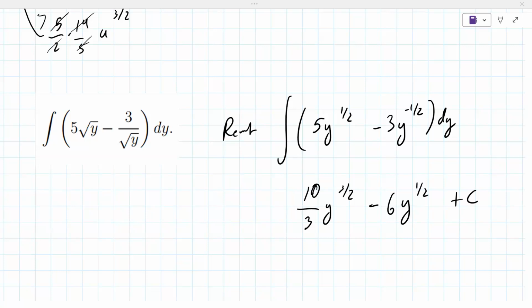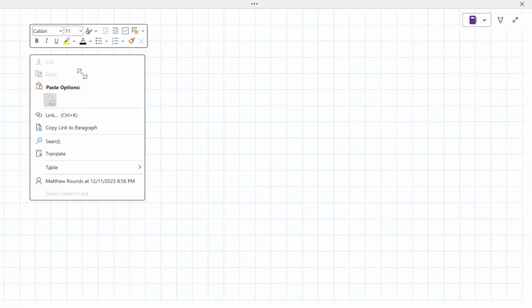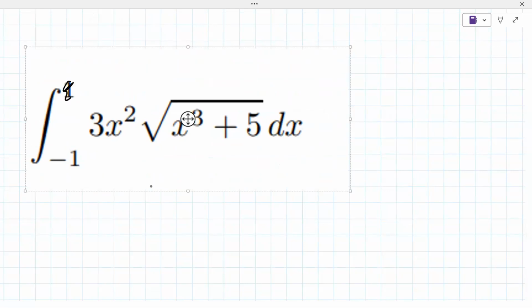So ignore the numbers here. I'm gonna scratch them out once I zoom in. Let's ignore these numbers.